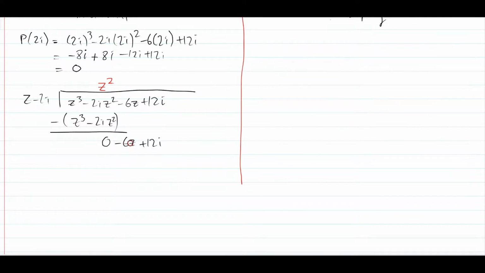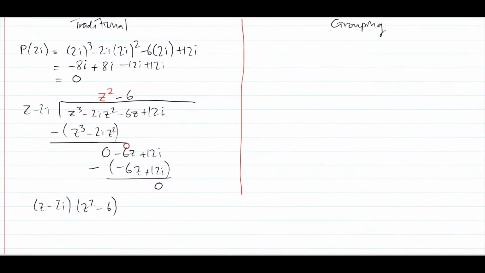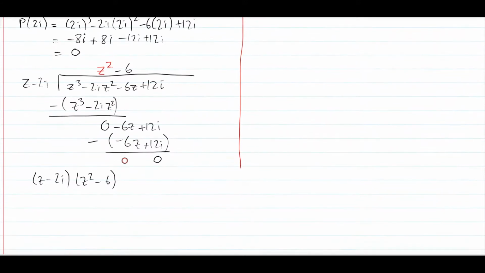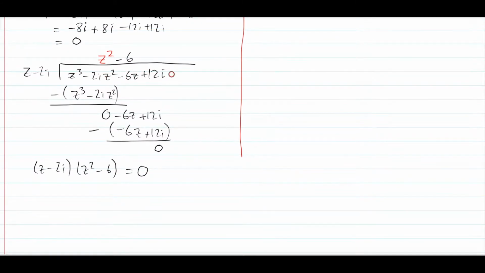Afterwards, to get rid of negative 6z, you multiply this divisor right here by negative 6, so the factor. And what you end up with is negative 6z plus 12i. And what happens is, voila, you're done. So your two factors so far are z minus 2i and z squared minus 6. And of course, that's just another way of writing this polynomial term right here. So you can make that equal to 0. Same thing, same equation as this, equals 0.